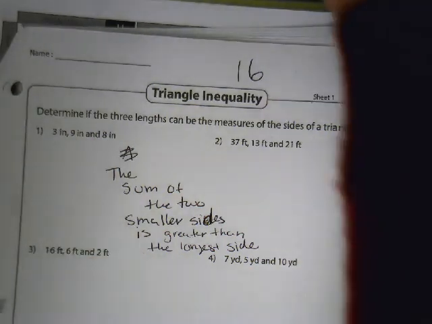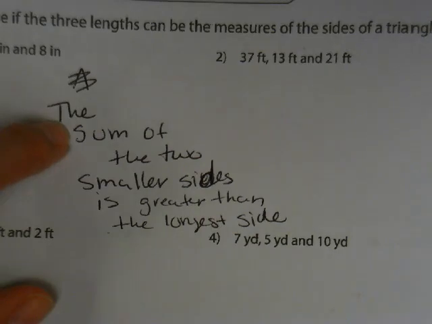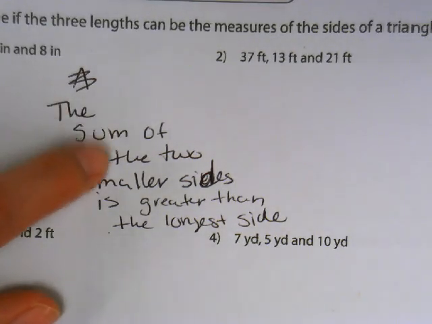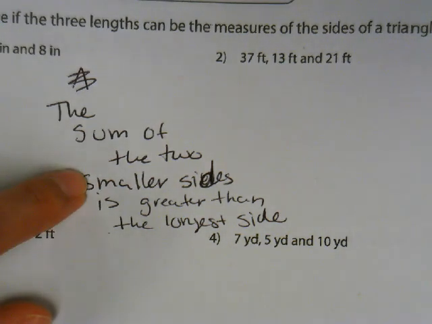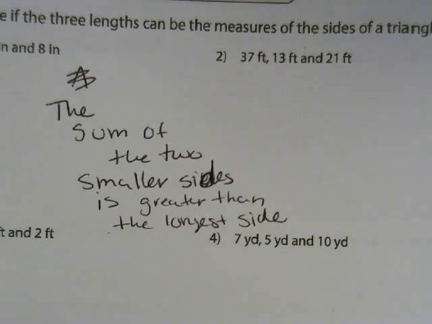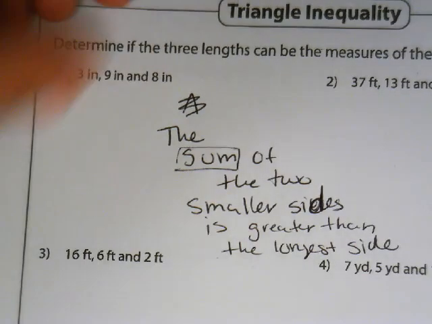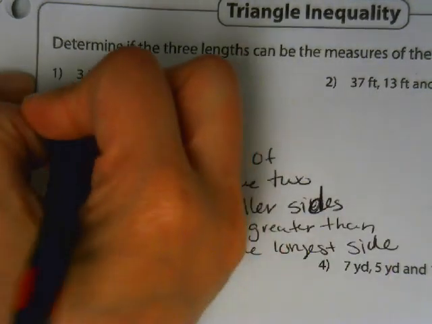So let's write that down, then I'll explain it if it doesn't make sense, and it's fine. The sum, what does sum mean? Addition, the total. So the sum of the two smaller sides. So I'm going to add, what am I going to add? The two smaller sides. Is greater than, alligator style, greater than the longest side. Okay? So sum means to add. It's the total. So what are the two smallest sides in number 1? 8 and 3.